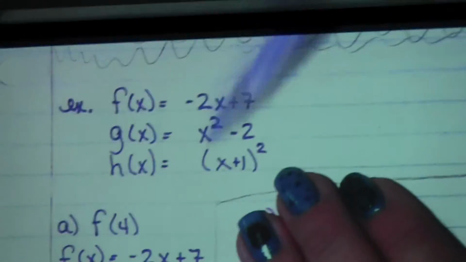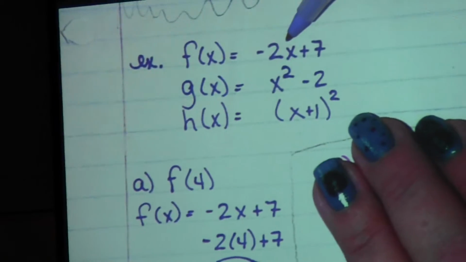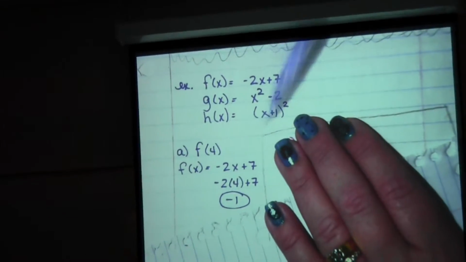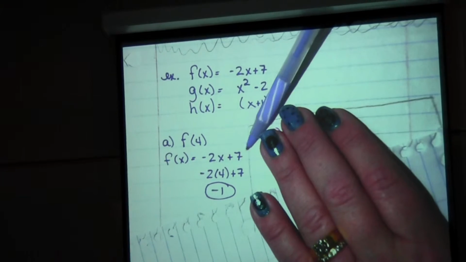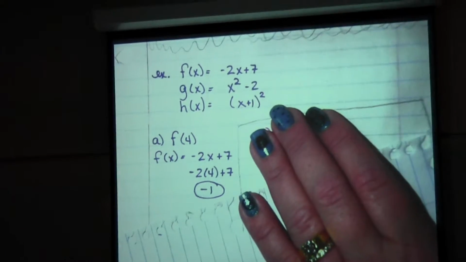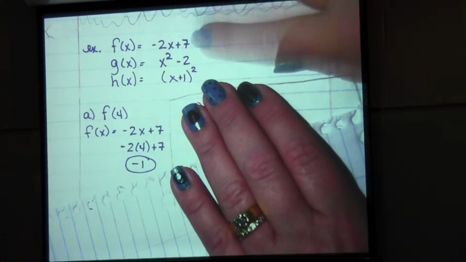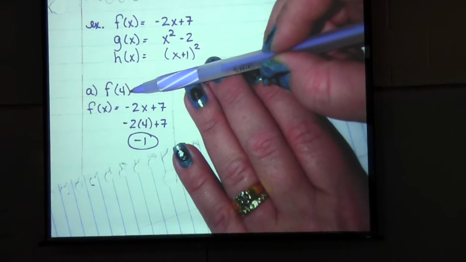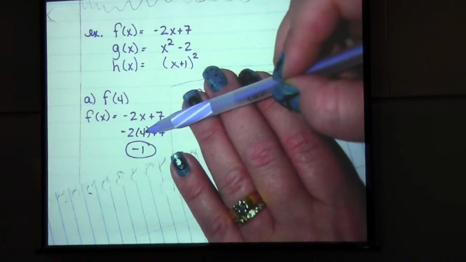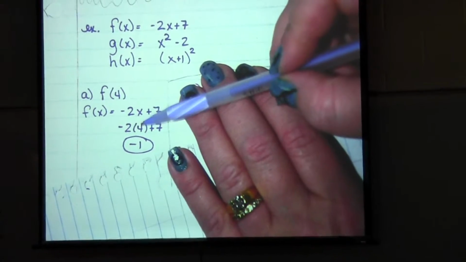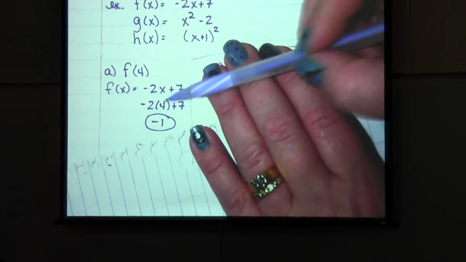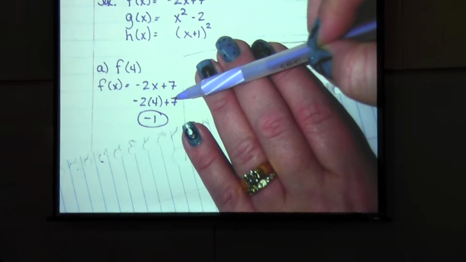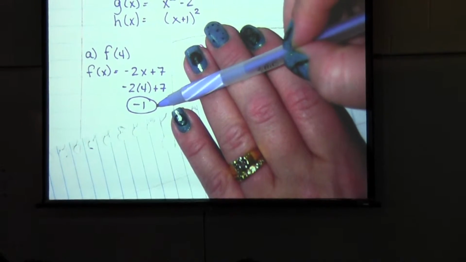So we're going to take that 4 and plug it in for each of the x's in our f equation. Our f equation is negative 2x plus 7. I just copied that down from up here. And then every place there's an x, I'm going to replace it with 4. So now instead of x here, I'm going to put in 4. So I have negative 2 times 4, which is negative 8, plus 7. Negative 8 plus 7 gives me just negative 1.